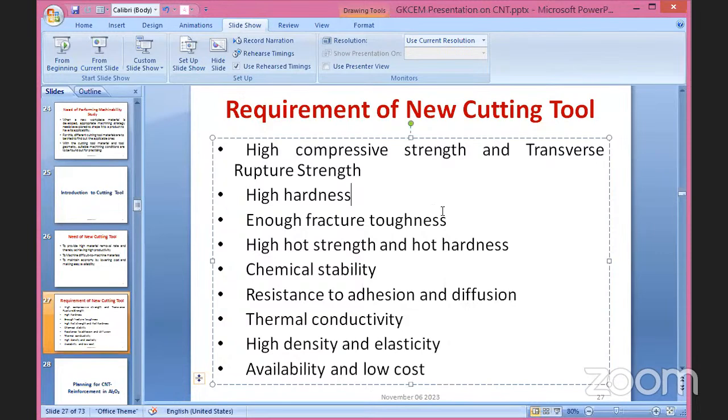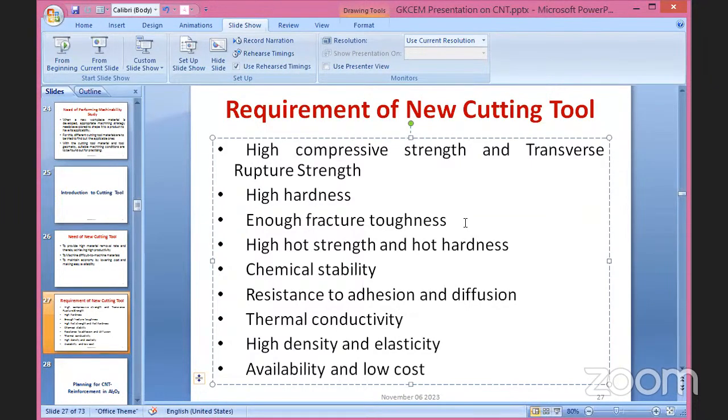Then enough fracture toughness. Because if you are not having enough toughness, then under shock loading or under tensile loading, the cutting tool material can fail miserably. So that should not be. Because alumina as such is a very, very hard material, refractory material, and it is having very poor toughness.